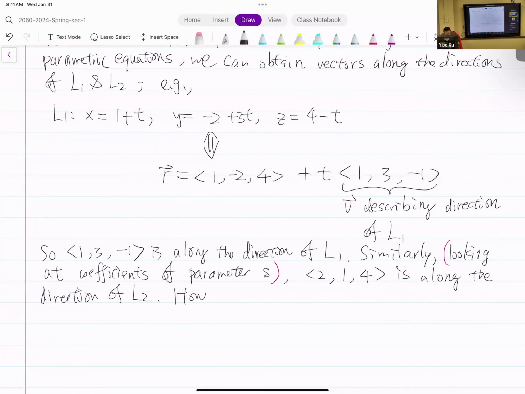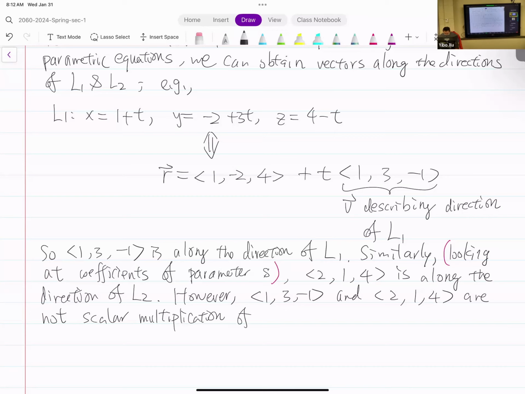So we put it down in words, however. These two vectors, <1, 3, -1> and <2, 1, 4>, are not scalar multiples of each other. So we notice that they are not parallel.